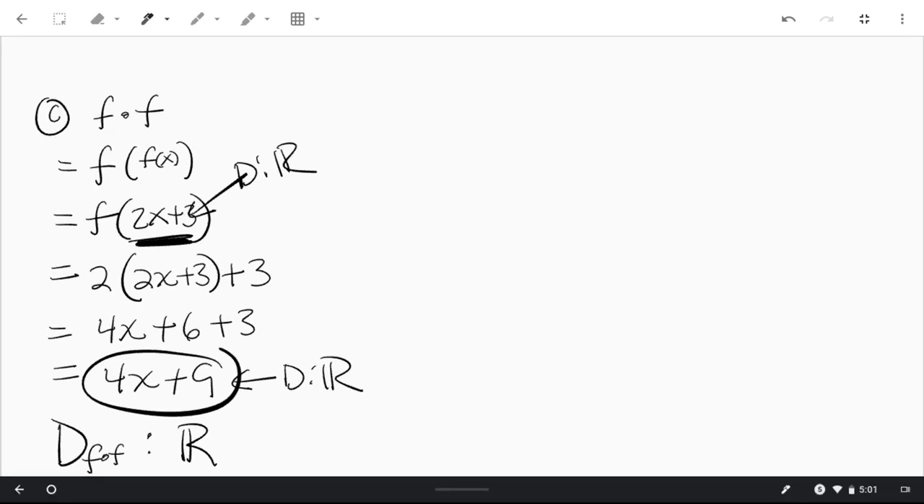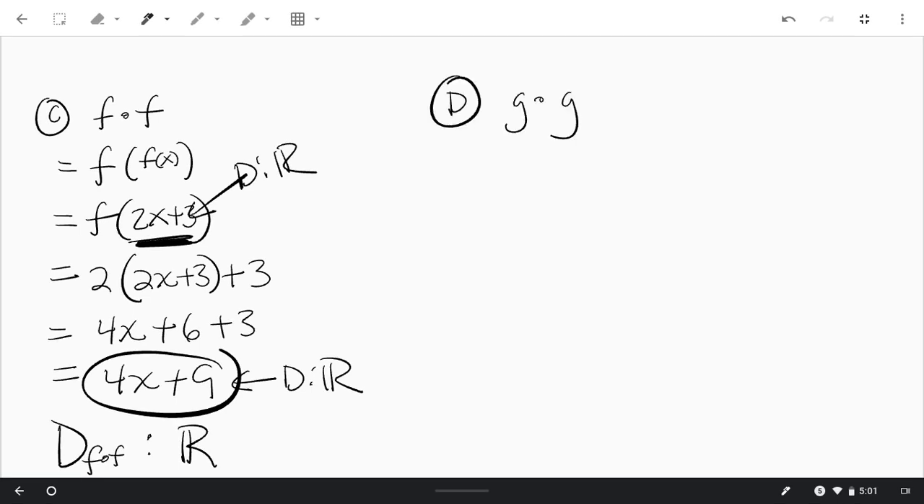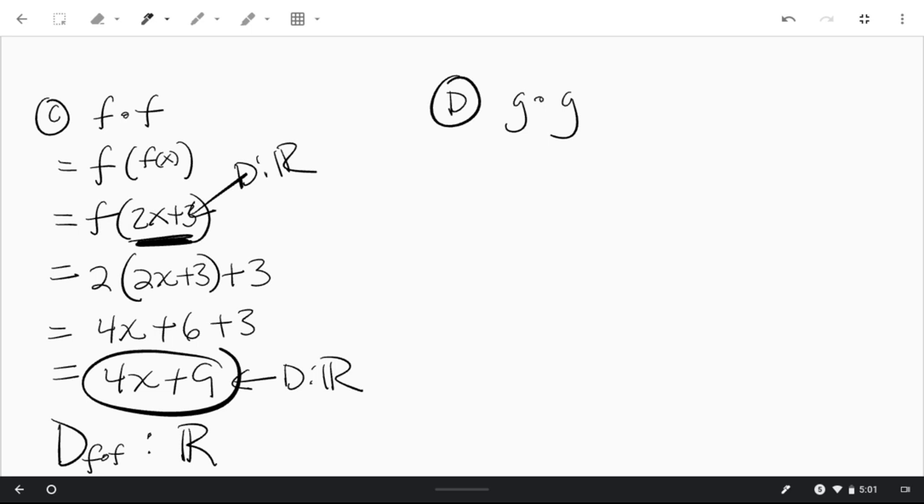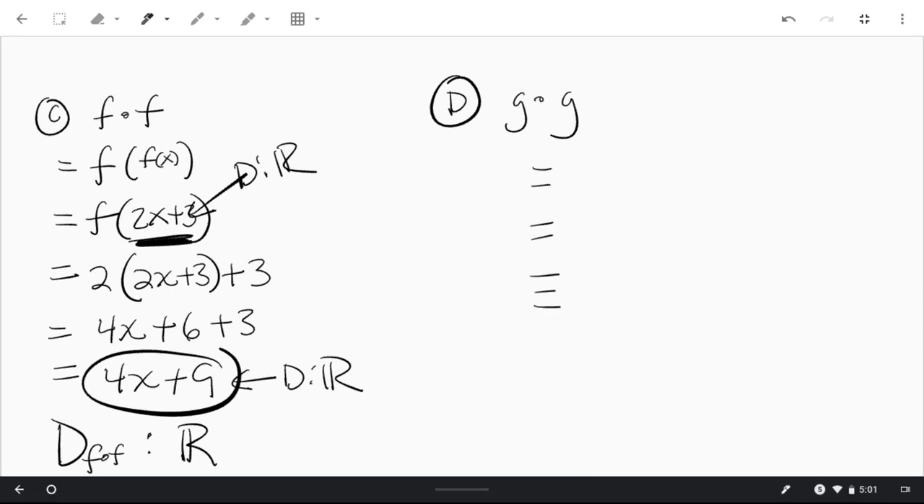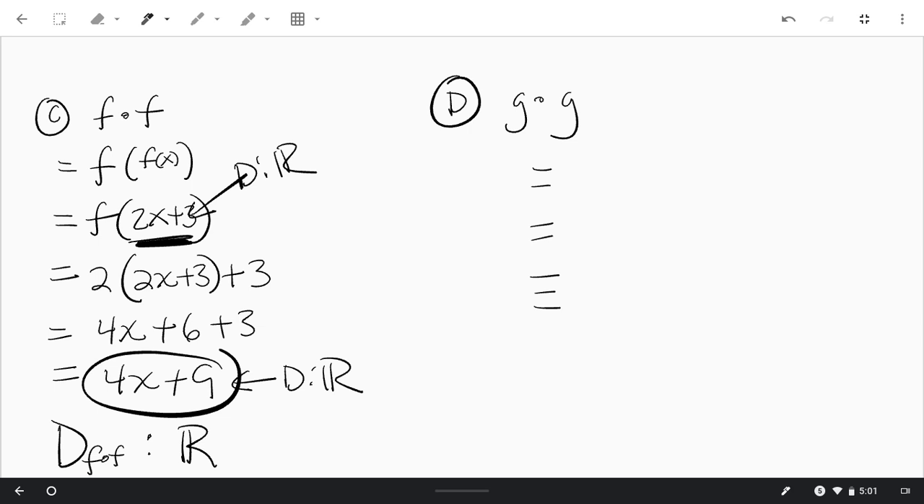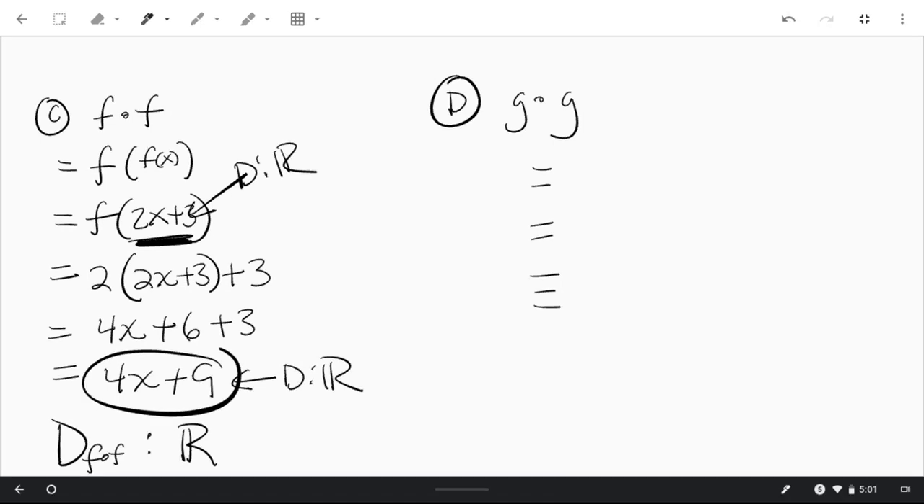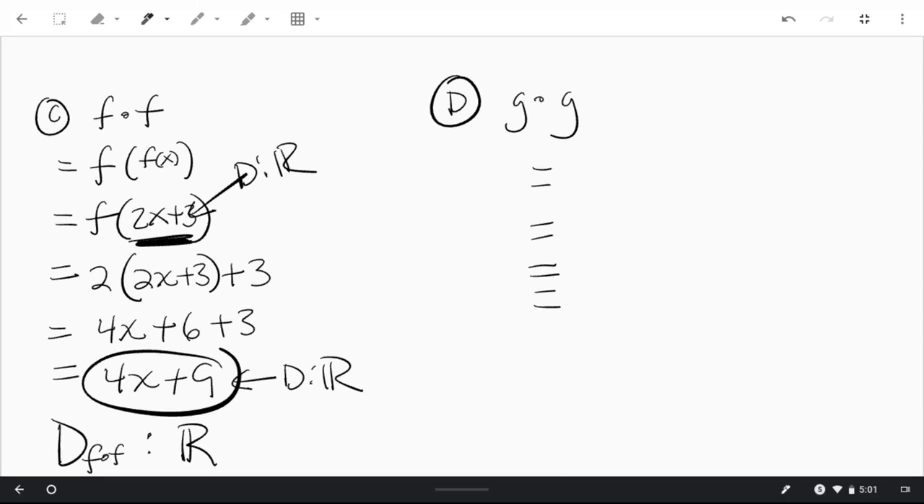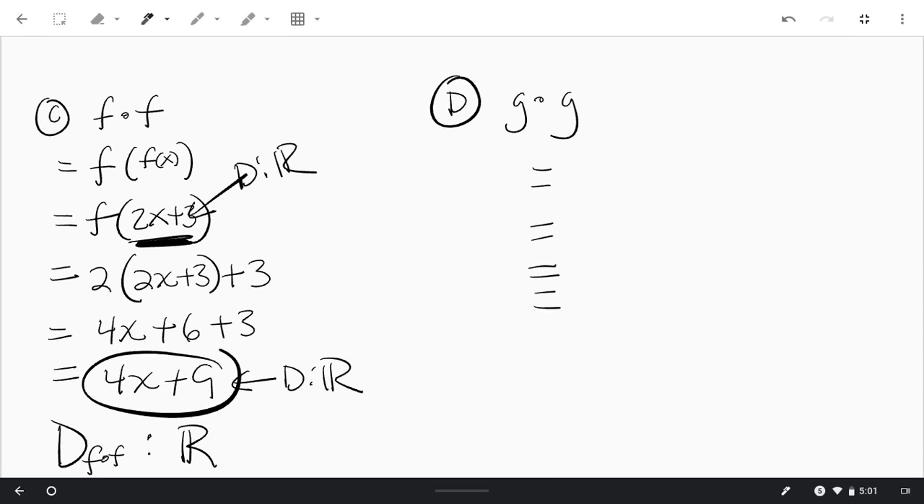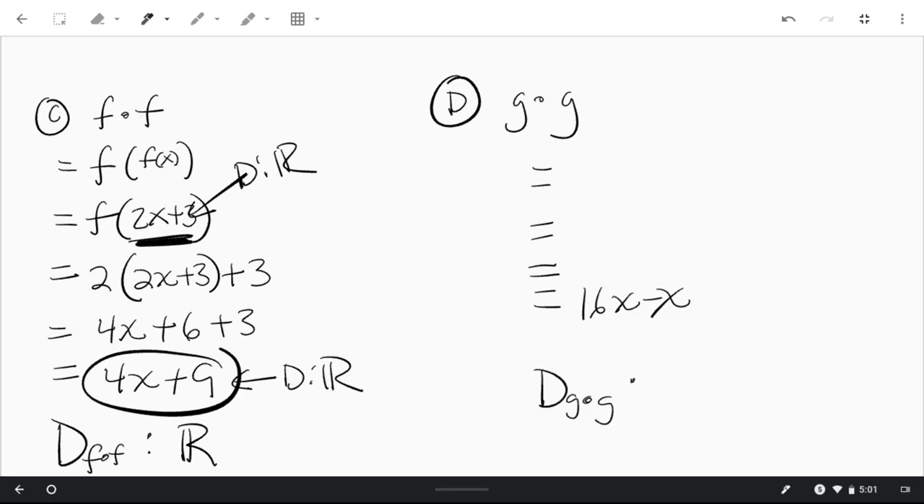For letter D, I'm going to let you do that on your own. So g circle g. You should try it out on your own. Pause this and then check back to see if you get the same answer. Okay, hit the pause button. The final answer you should get is 16x minus 5, and your final domain of g circle g is going to be all real numbers.